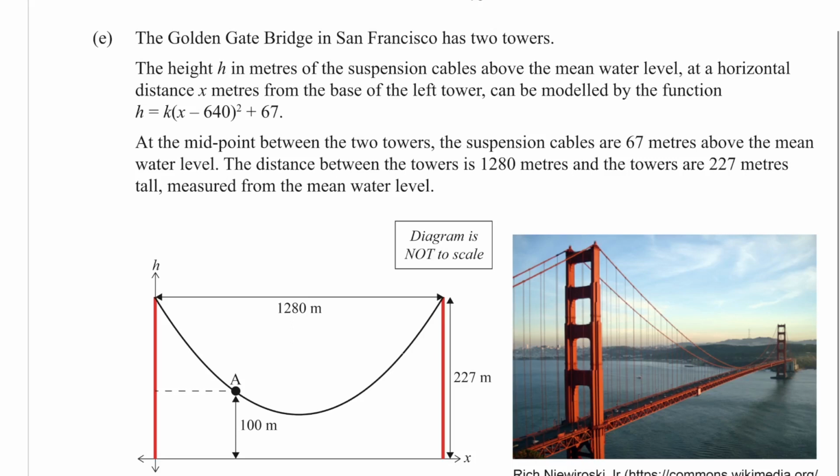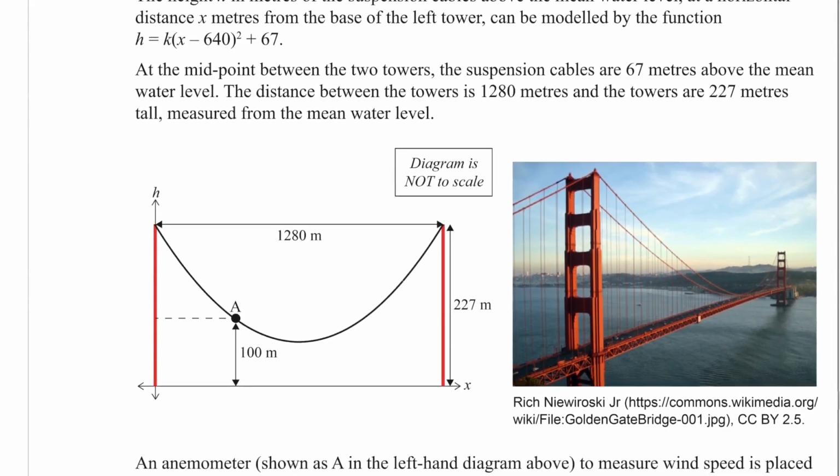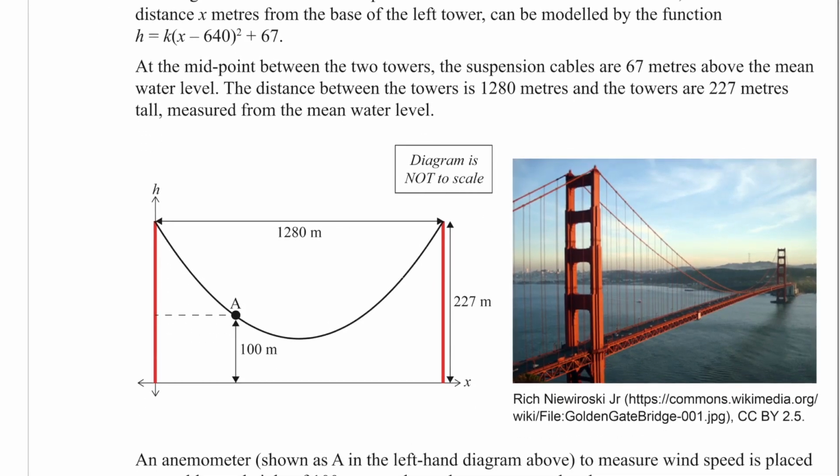So, what do we have here? We're given a model for the height of the suspension cables, right? So it's a suspension bridge above the mean water level. And that can be modeled by this function h equals k(x minus 640) to the power of 2 plus 67. And we're given some more information: the midpoint is 67 meters above the water level. So height of 67.